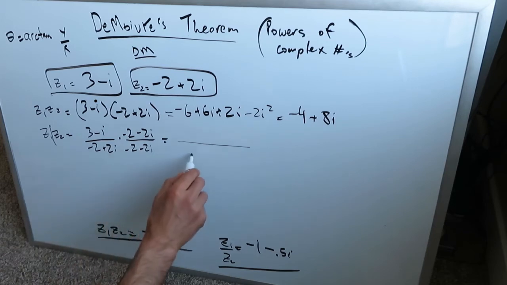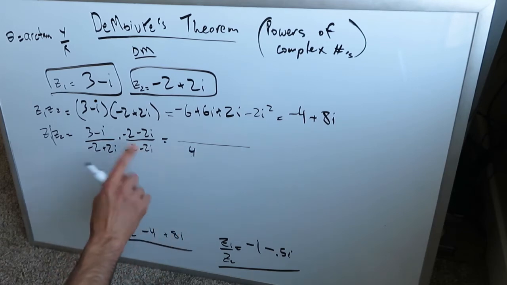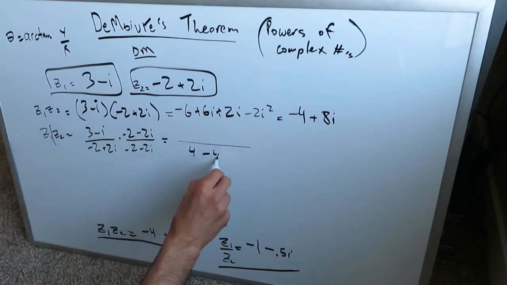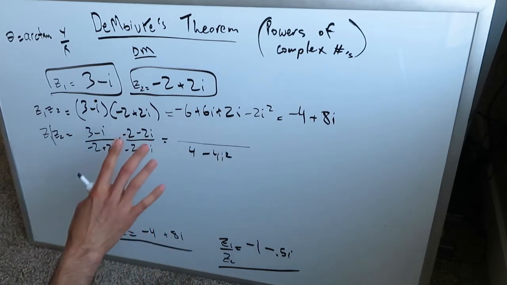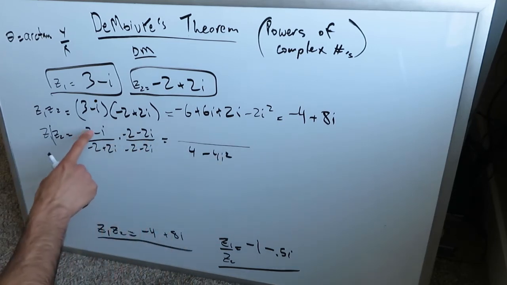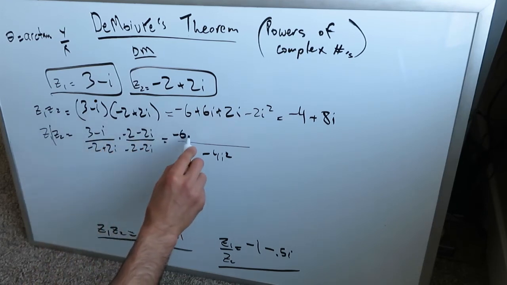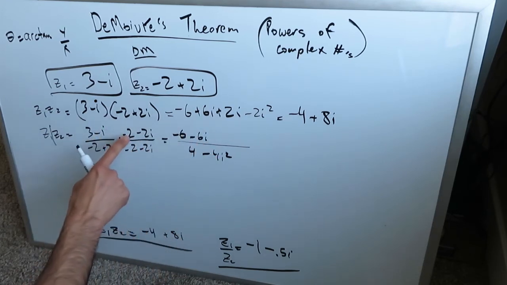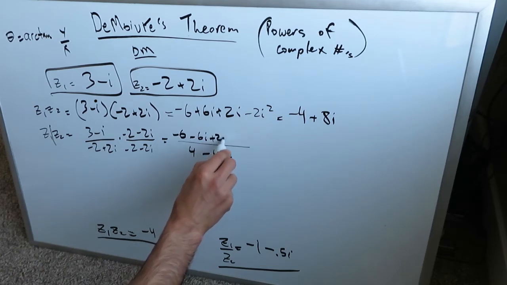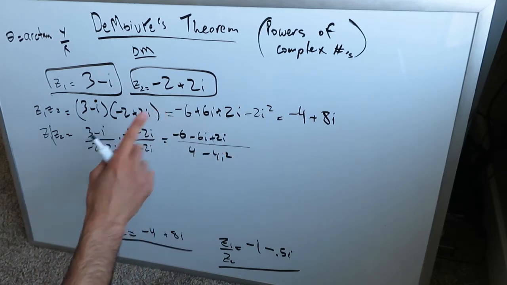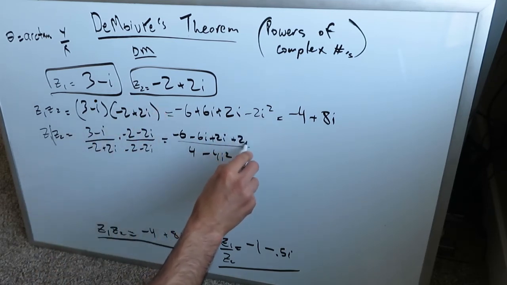Minus 2 times minus 2 is a 4. 2i times minus 2i is a minus 4i squared. I'm not even doing the other parts because I know they'll cancel out. Let's look at the top. 3 times minus 2 is a minus 6. 3 times minus 2i is a minus 6i. Minus 1 times minus 2 is a positive 2i. Minus 1 times minus 2i is a positive 2i squared.